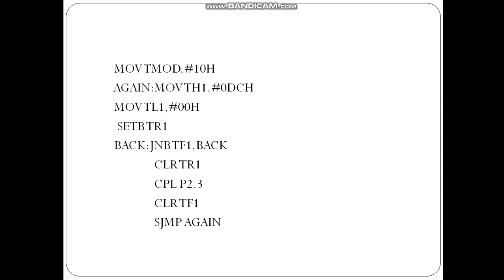Then we have to complement the value that is sent through port 2 pin 3. Port 2 pin 3 is used as an output port. Suppose logic 1 is sent earlier, then we have to send logic 0. So we are using the complement instruction. Then we have to clear TF1 for the next round. Then we use a loop instruction, that is sjmp again, because TH and TL value has to be reloaded.